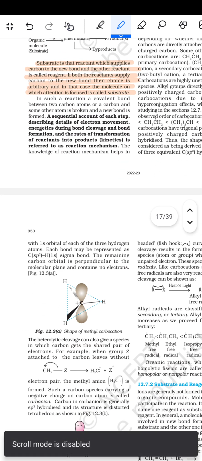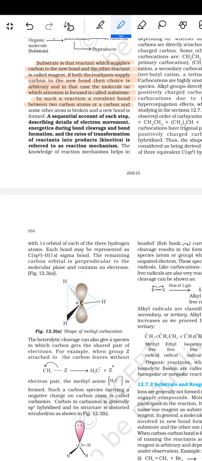In such a reaction, a covalent bond between two carbon atoms or a carbon and some other atom is broken and a new bond is formed. A sequential account of each step, describing details of the electron movement, energetics during the bond cleavage and bond formation, and the rate of the transformation of the reactants into products (kinetics), is referred to as the reaction mechanism.